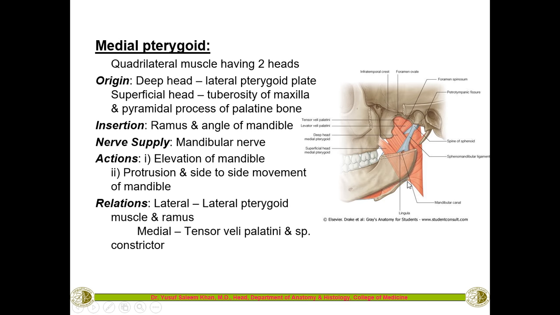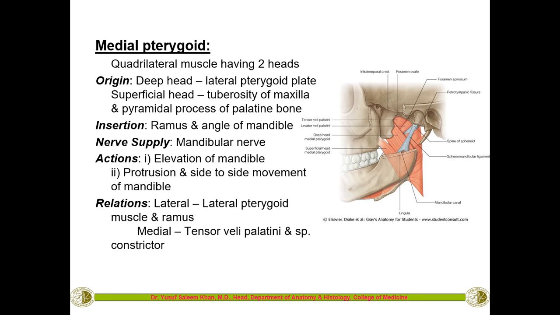Insertion of this muscle is into the ramus as well as the angle of the mandible. This is the ramus of the mandible, and this is the angle of the mandible. So it will be inserted into the medial surface of the angle of the mandible as well as the ramus of the mandible. Okay. Nerve supply is by the mandibular nerve.